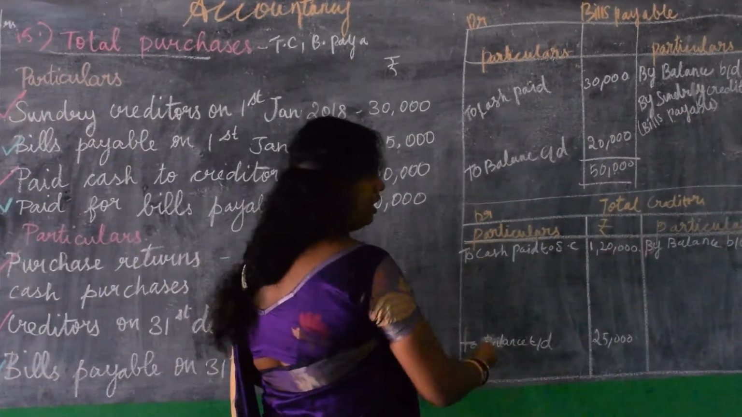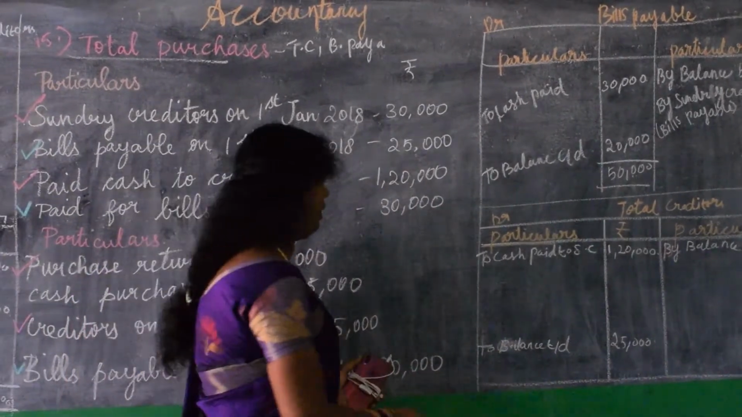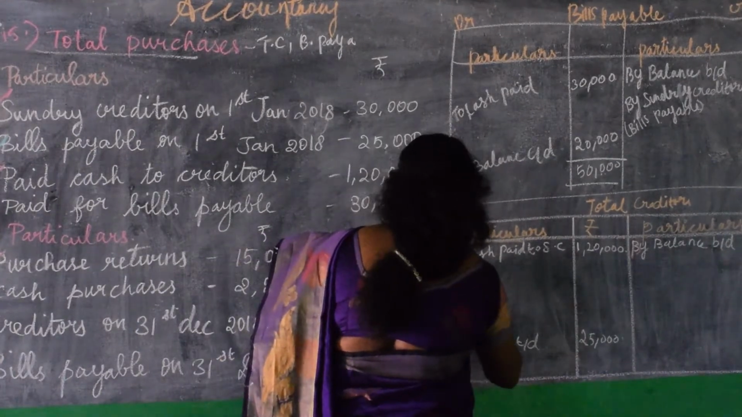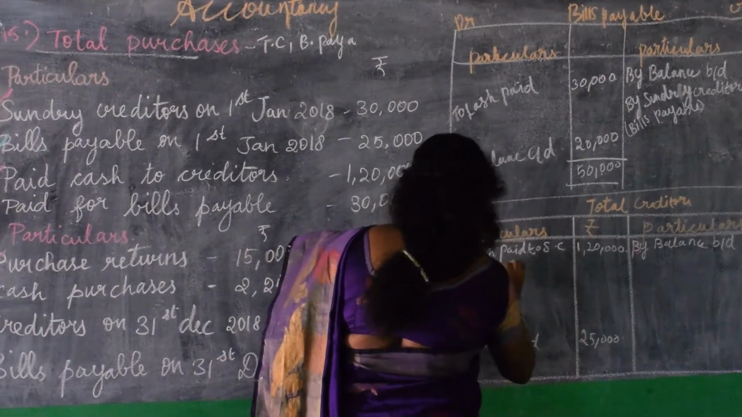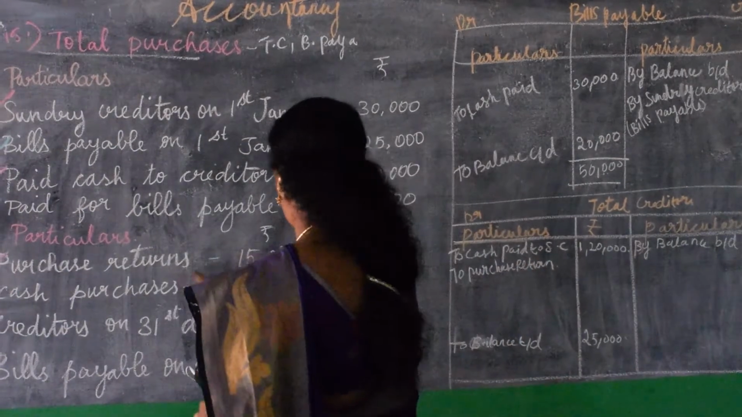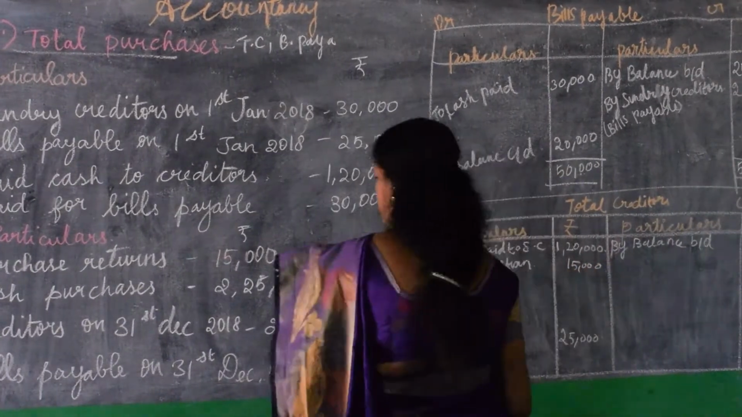The next, purchase return. Where should it come? Every item you are going to write in the closing values only, because it is a closing value over here. So write to purchase return. What is the purchase return amount? 15,000. Next.